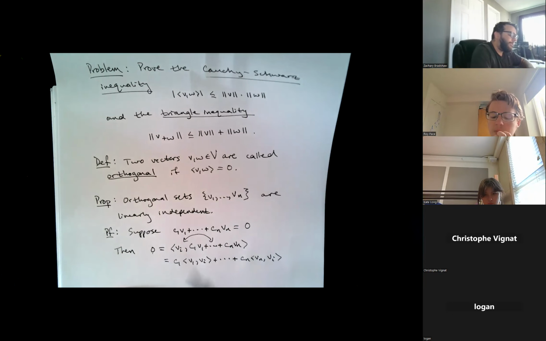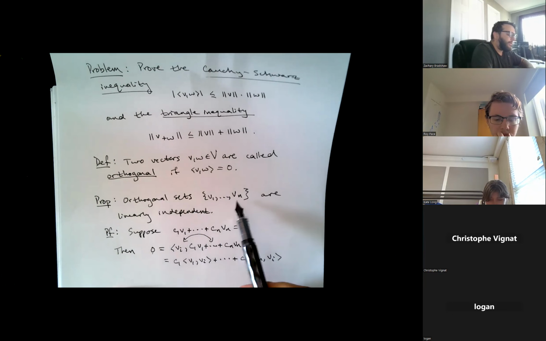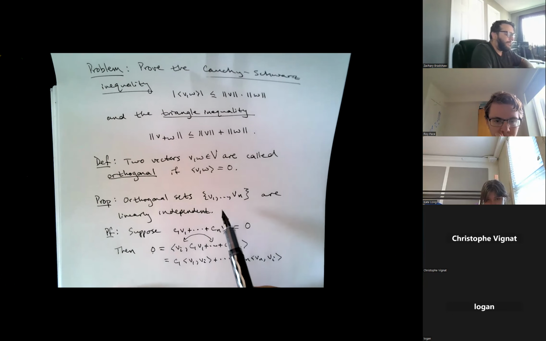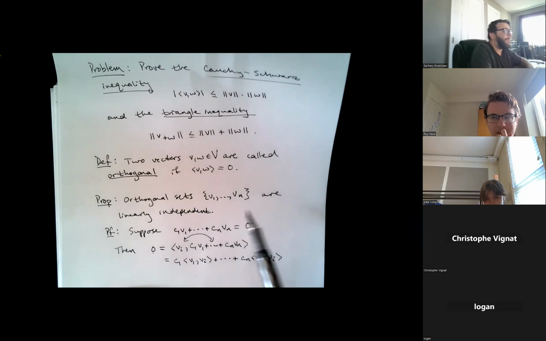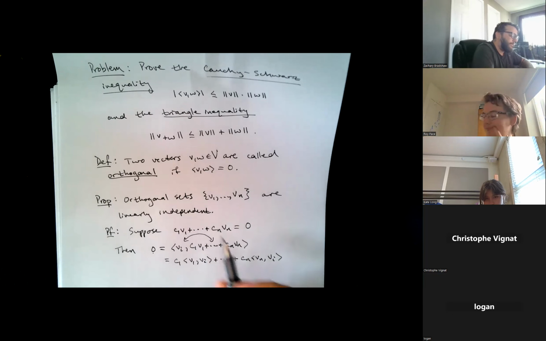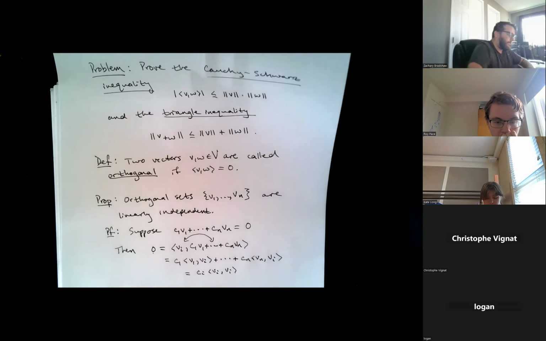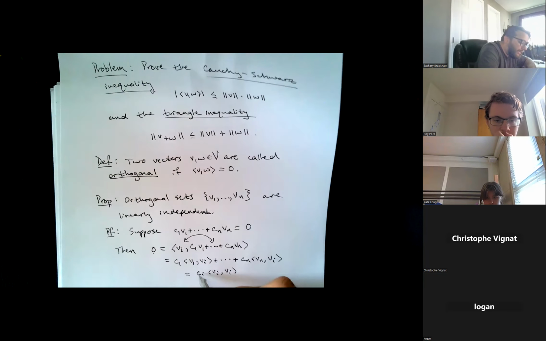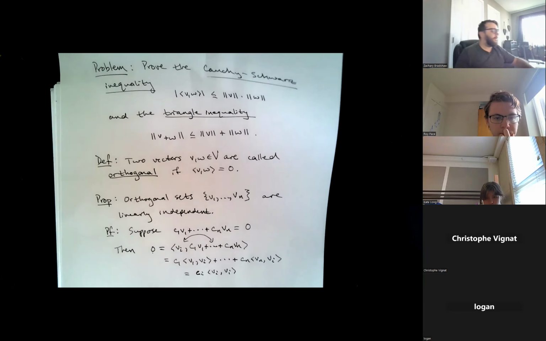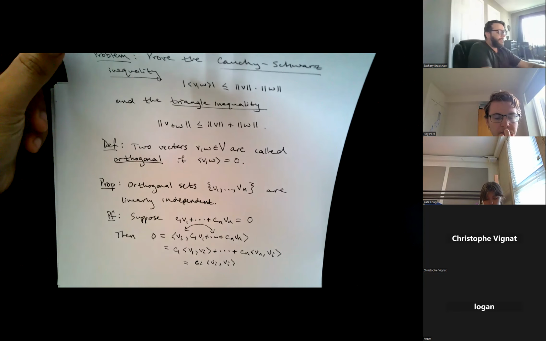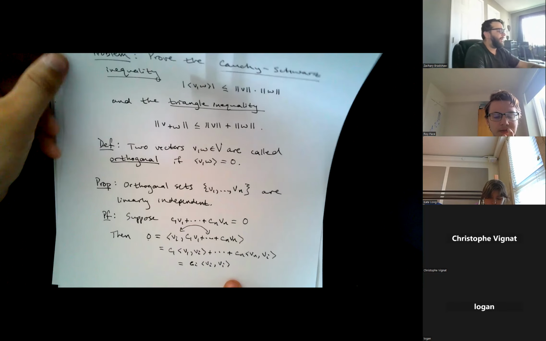And now I use the orthogonality of the set. So that means that everything is mutually orthogonal. So the inner product of Vi with Vj is always 0 unless i is j. So the only thing that survives here, all of these inner products are 0 except for the ith one. Okay. There we go. So I have that 0 is equal to Ci times the inner product of Vi with Vi.